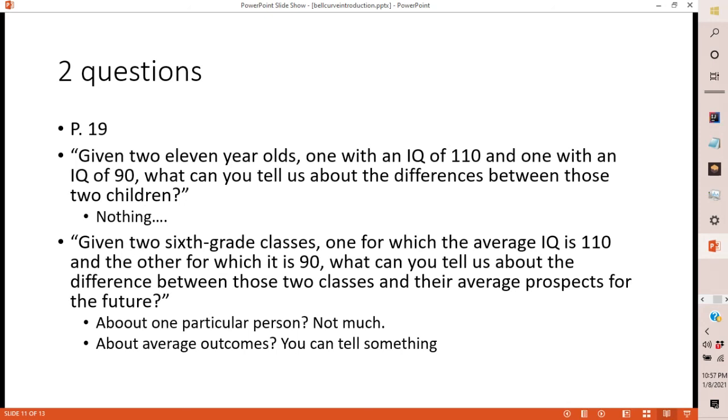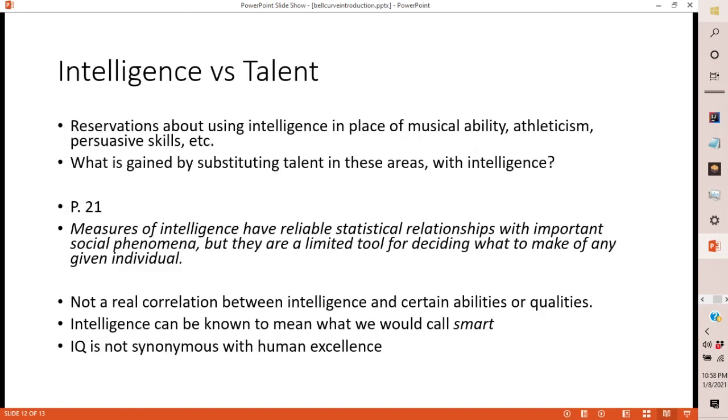Here comes the second question. Given 2 6th grade classes, one for which the average IQ is 110 and the other is 90, what can you tell us about the difference between those 2 classes and their average prospects for the future? And again, about one particular person, not much. But average outcomes, you can tell something. And that's what we're going to see, especially in the first chapter here. We're going to start to see how this is relating to groups of people, demographics, etc.